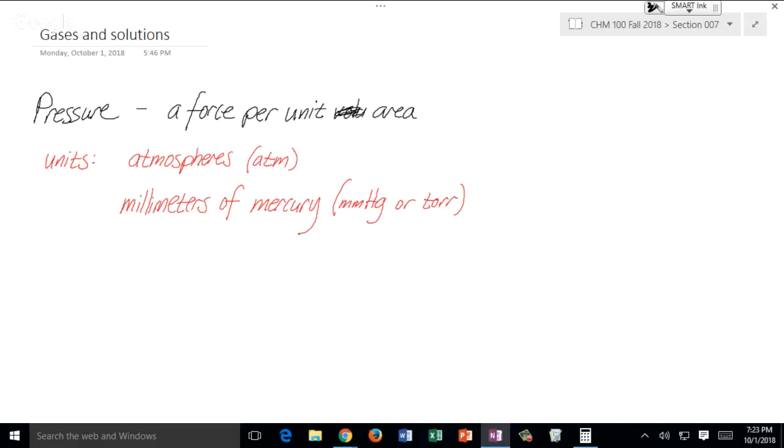For conversion here, 1 atmosphere is 760 millimeters of mercury. You don't need to remember any of these numbers. I just want to give you a sense of how big these different units are. All right, another one. So there's some other ones that we won't use as much, like pascals and some other stuff. So we'll stick with those.